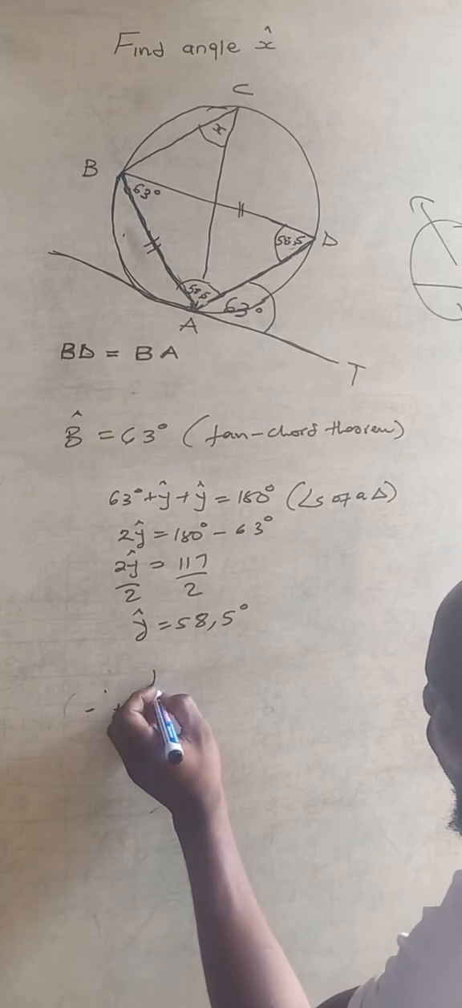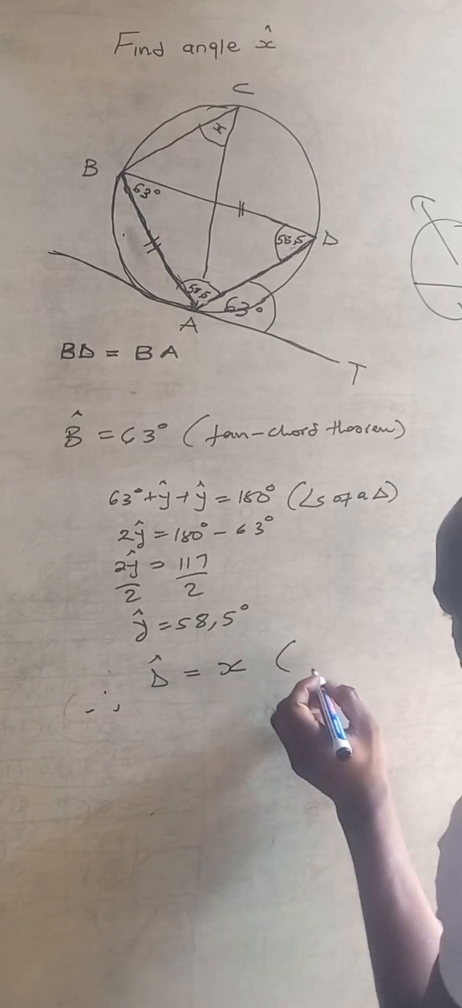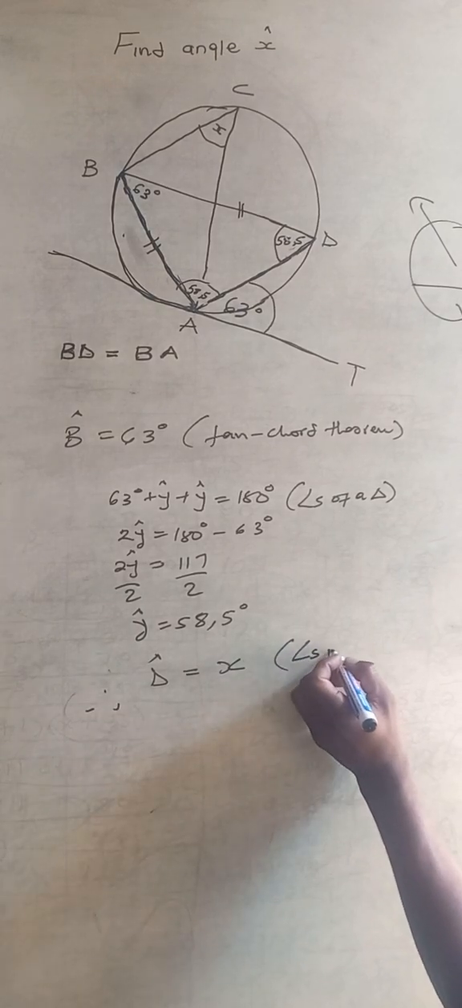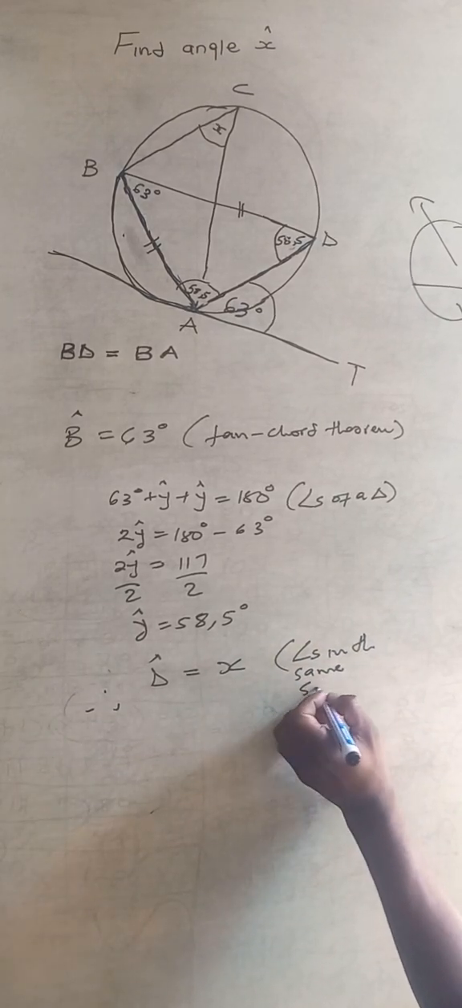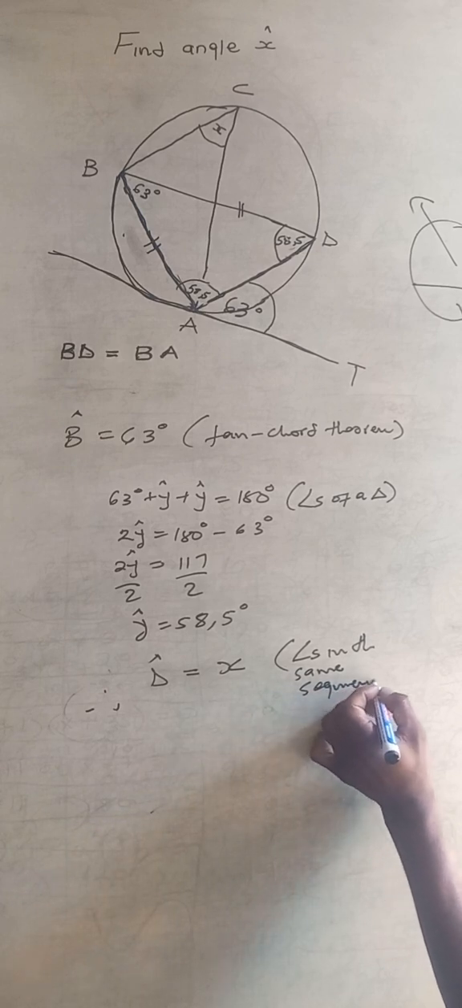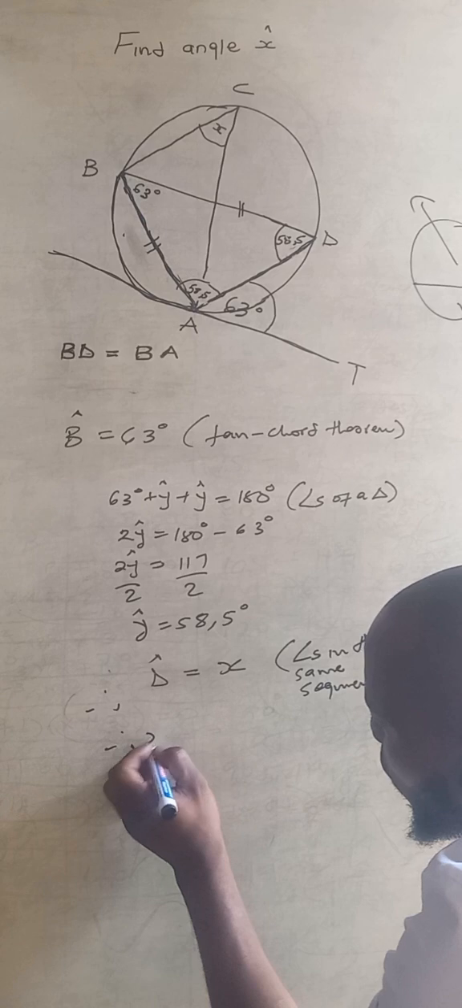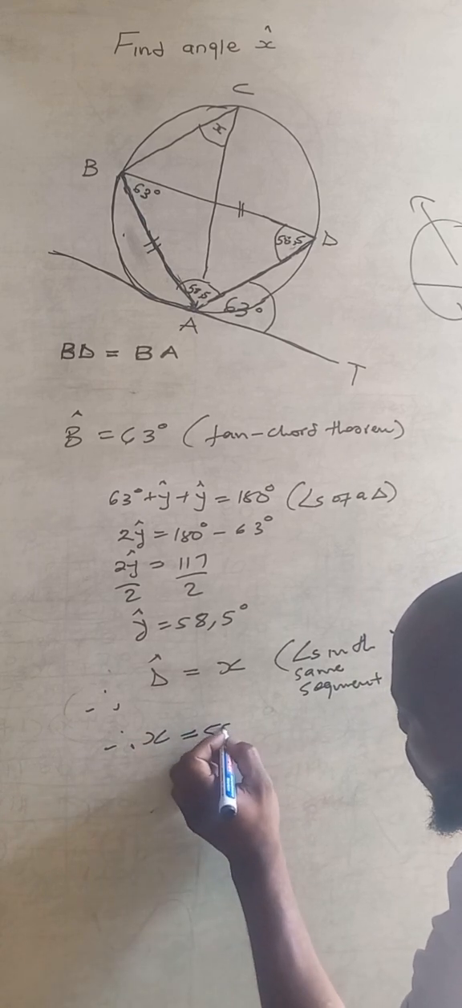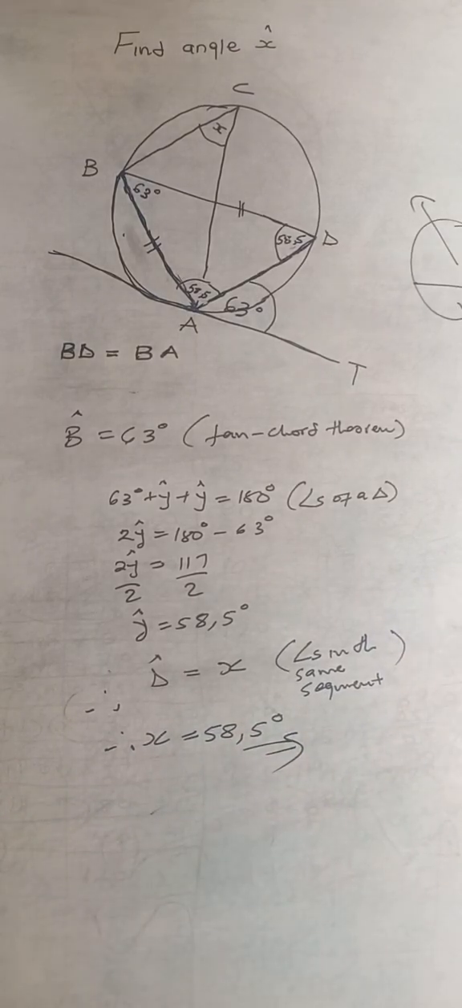Therefore, angle D is equal to x. What is the reason? Angles in the same segment. Therefore, x is equal to 58.5 degrees. Thank you.